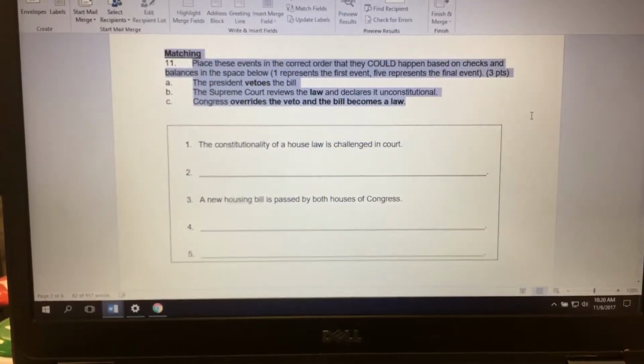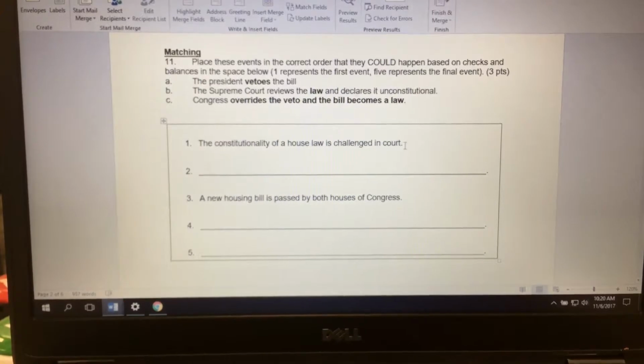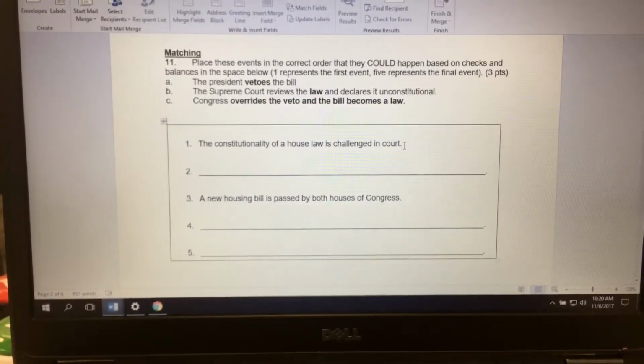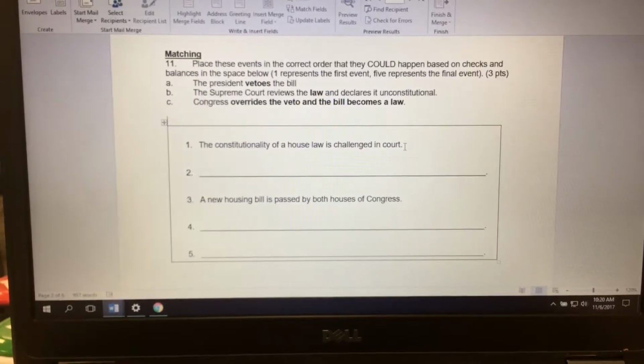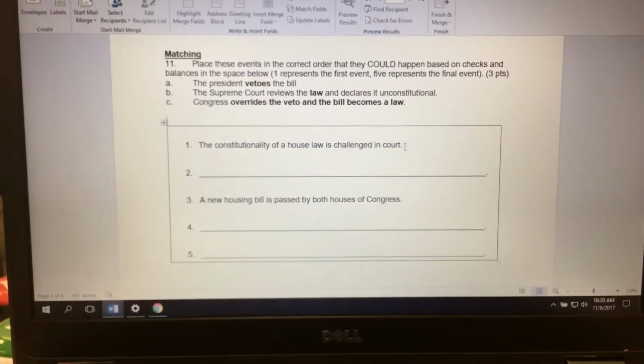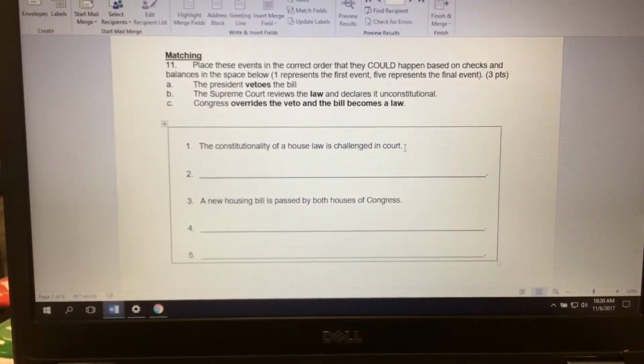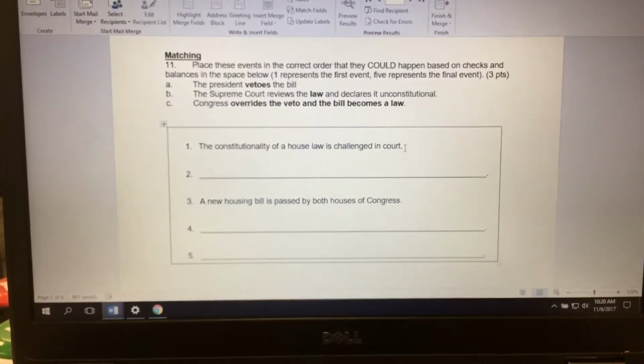Matching. Place these events in the correct order that they could happen based on checks and balances in the space below. 1 represents the first event, 5 represents the final event. 3 points. The President vetoes the bill.